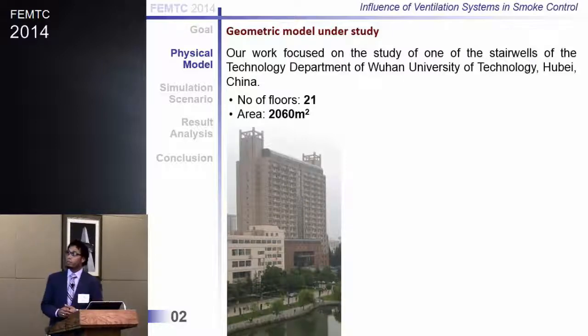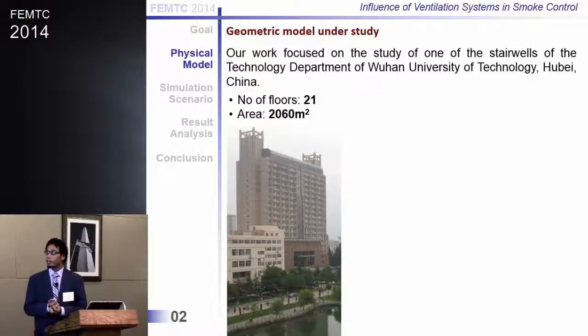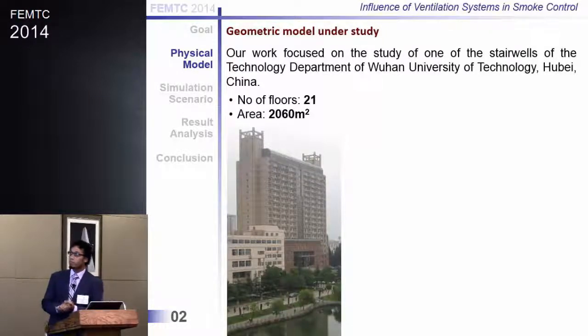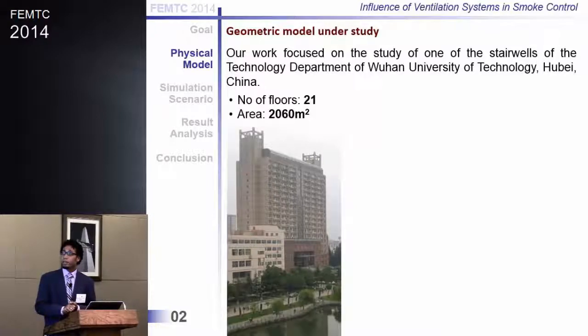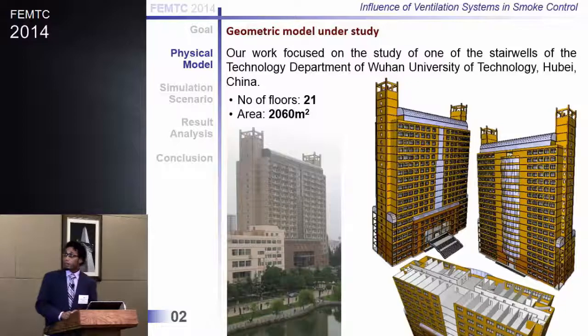This is a building in Wuhan. Maybe some Chinese people here can know this building. It's in Jianghu. This building is a technology department in Wuhan University, and the number of floors is 21, and the area is 2,060 square meters. Here, this is our modeling. This is just a case study of what we do.